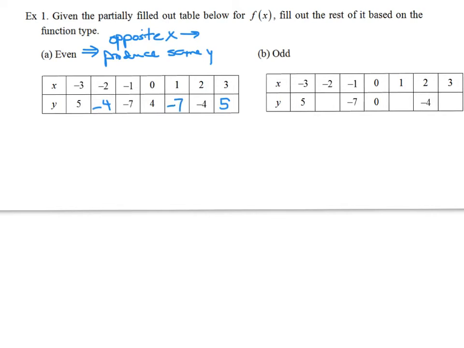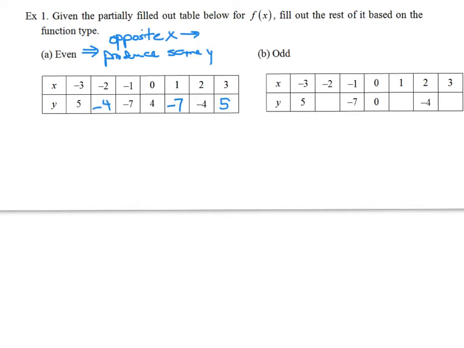If you were to plot those points on a graph, you would see that this graph would be symmetric with respect to the y-axis. And that's also a way to tell if something is an even function. Now let's look at part B. In part B, we've got an odd function.